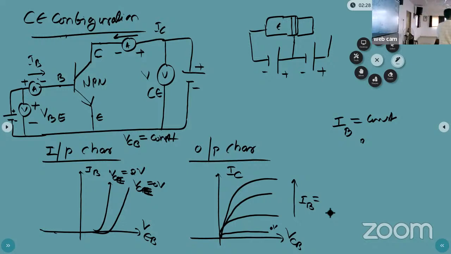Now one more topic we have in our syllabus: the CE amplifier, or RC coupled amplifier. The amplifier will strengthen weak signals. I think you are using the TV set-top box.